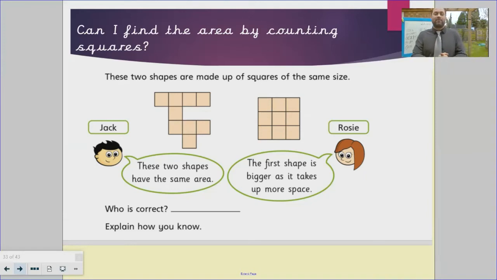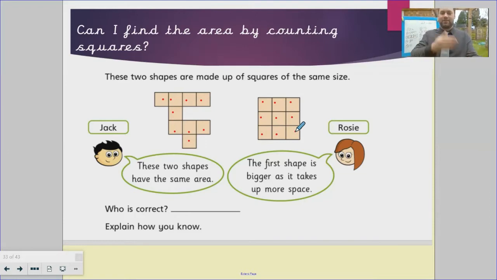Okay, welcome back. Hopefully you've been able to answer this question. In order to answer this question, we need to work out which shape is larger, or are they the same? Now, Jack's shape here does actually look bigger than this shape, doesn't it? But when we count the squares in this shape, we'll see how much it actually takes up in terms of area. So we've got 1, 2, 3, 4, 5, 6, 7, 8, 9. And then over here we've got 1, 2, 3, 4, 5, 6, 7, 8, 9.